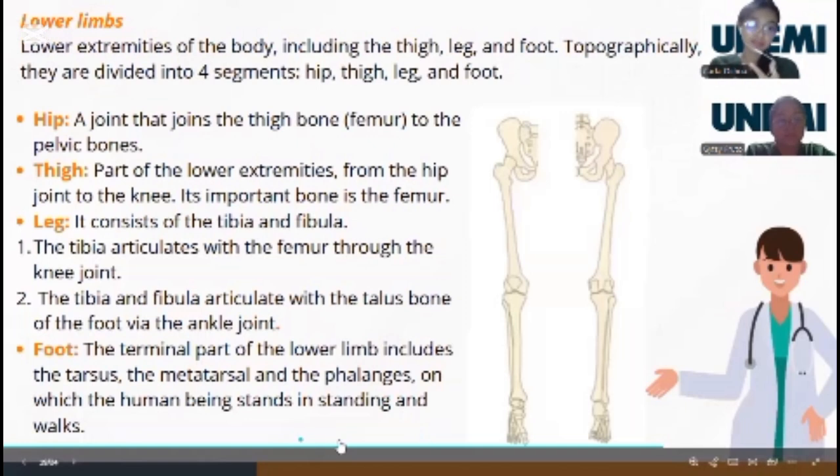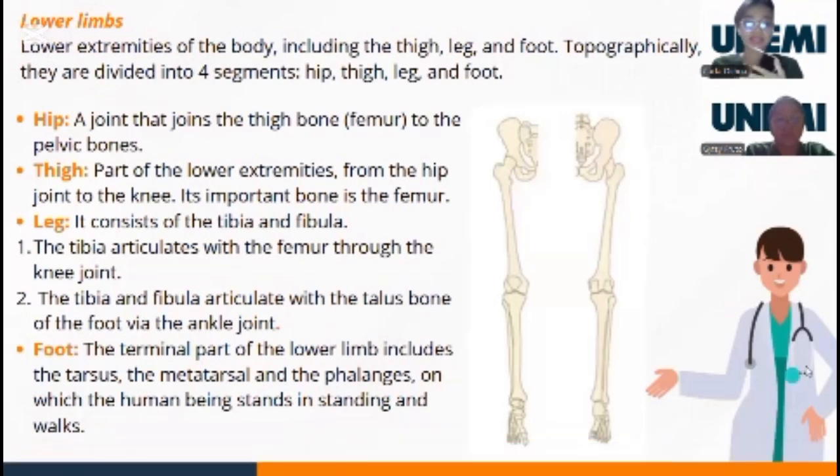And lower limbs, lower extremity of the body, including the thigh, leg and foot. Topographically, they are divided into four sections: hip, thigh, leg, and foot. Hip, a joint that joins the thigh bone to the pelvic bone. Thigh, part of the lower extremity from the hip joint to the knee.